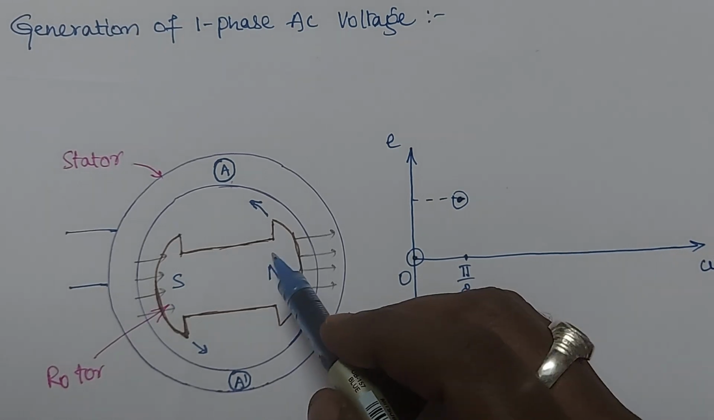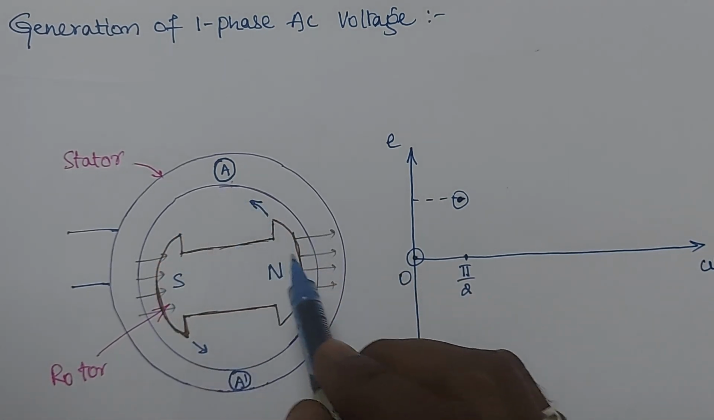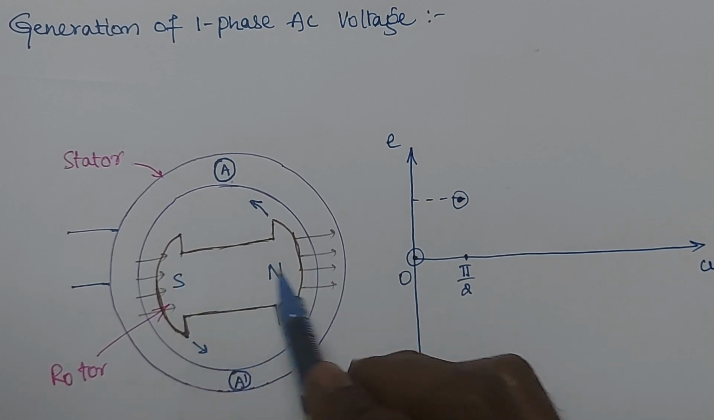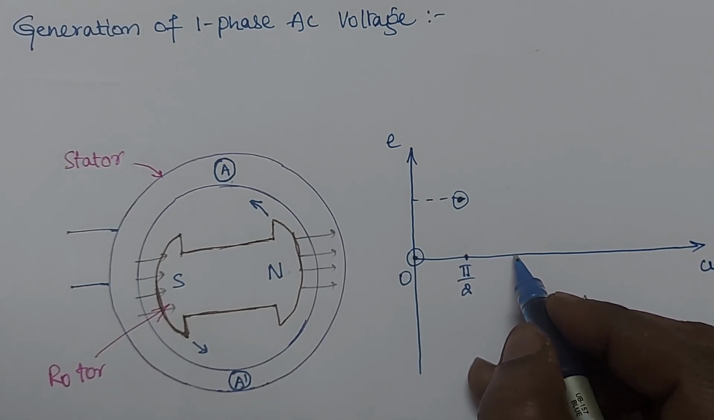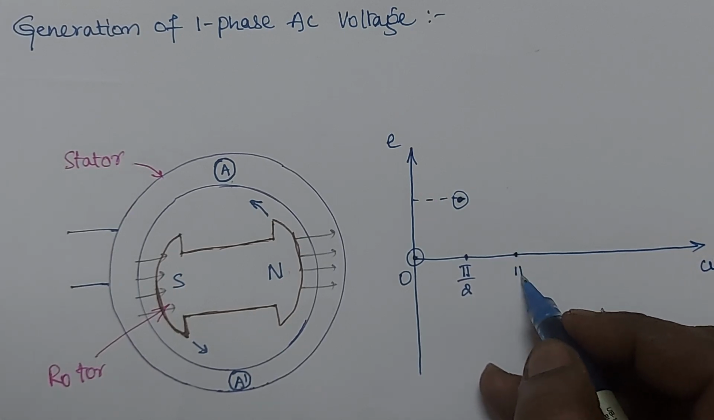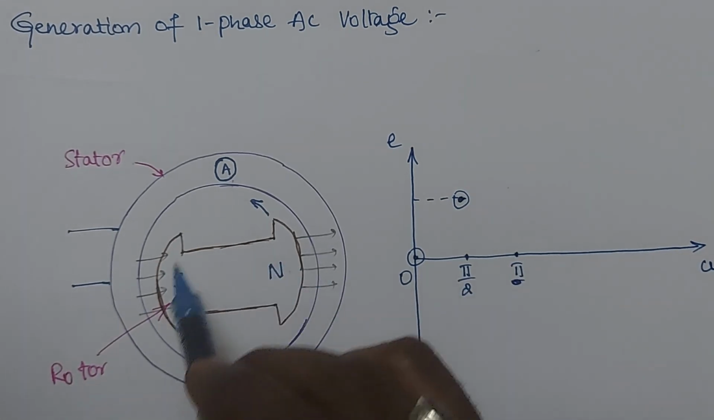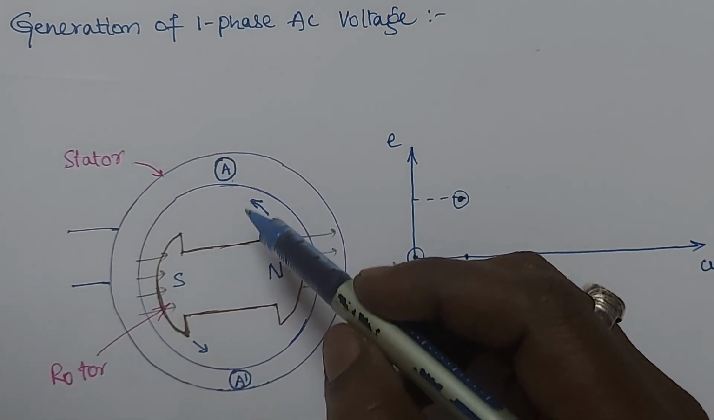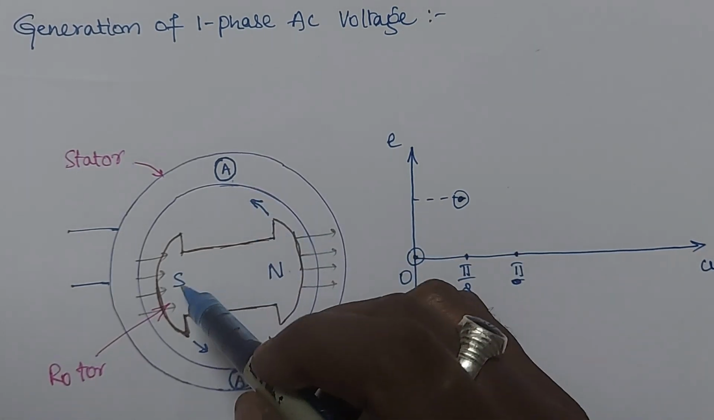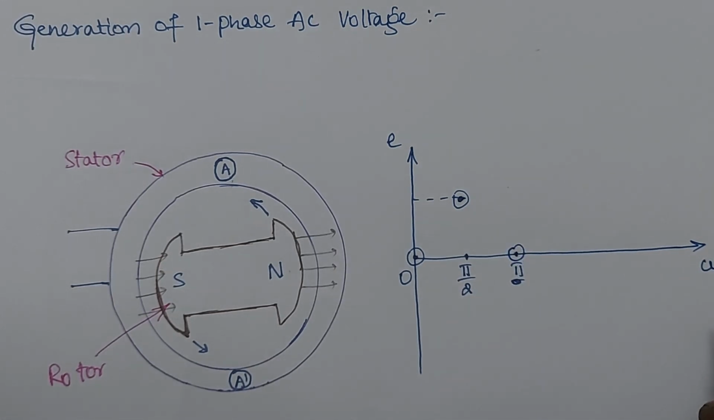Now if I continue the same rotation, that is when the north pole comes here and the south pole comes here, if I rotate in the anti-clockwise direction, that means the rotor completes pi radians. At that time, how much magnetic flux is linking this A and A dash? Again it is 0, when the north pole is here and the south pole is here. So that's why here also 0 EMF.